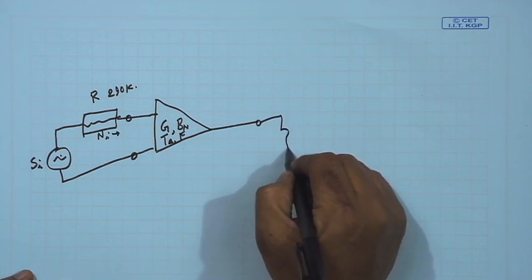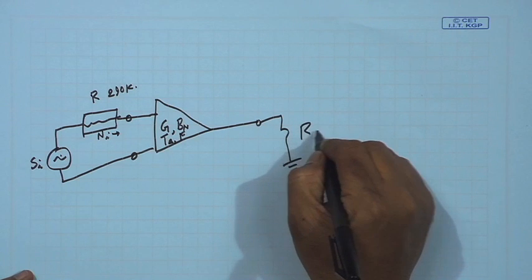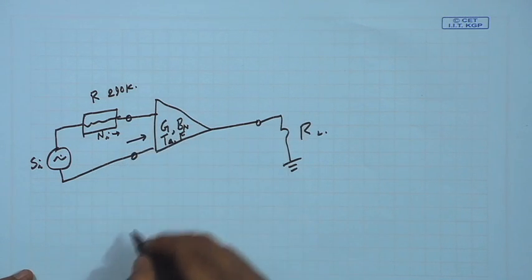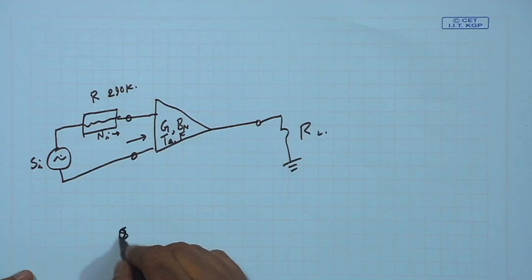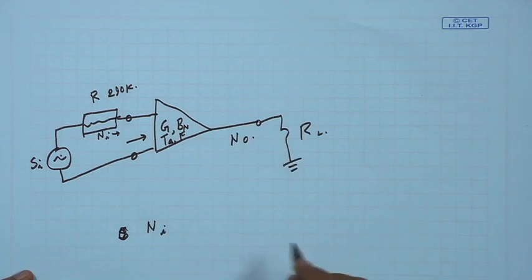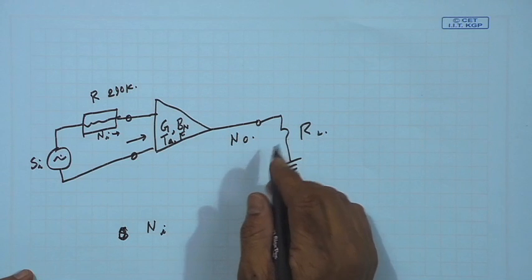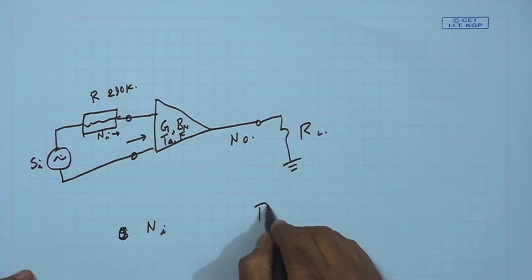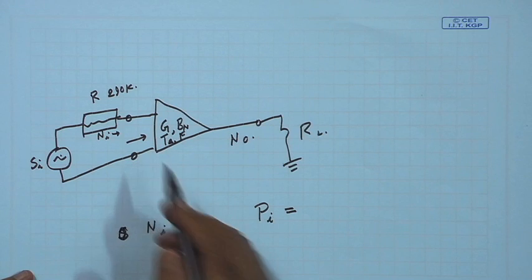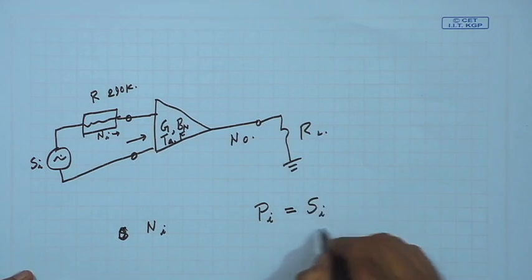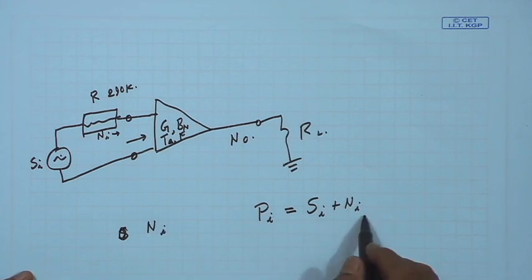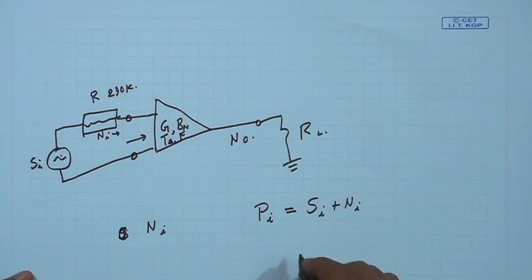The output of the amplifier is typically put on a load. So, for this amplifier, let us call the input noise Ni and the output noise No. Pi, the input power to this amplifier, comprises the signal power and the noise power, because we get both on the input side, and generally they are additive. So Pi is Si plus Ni.